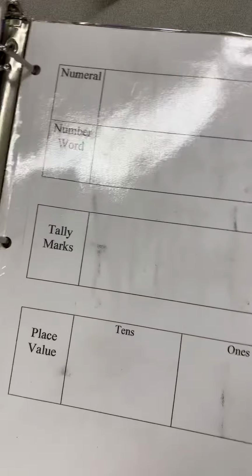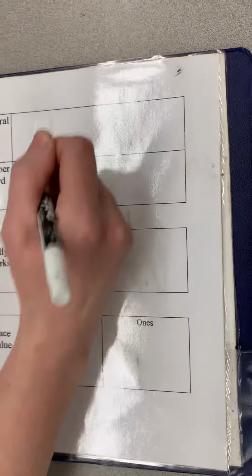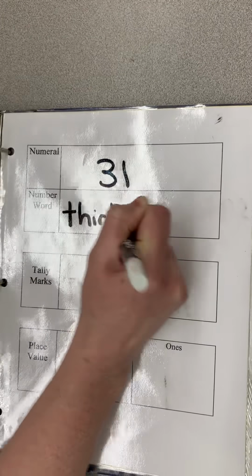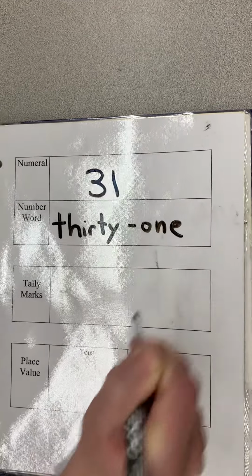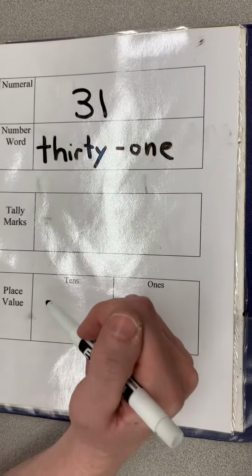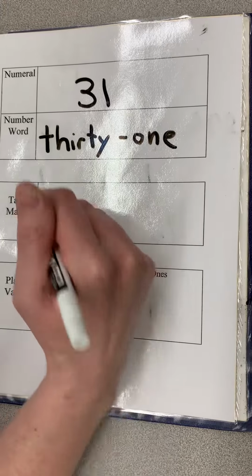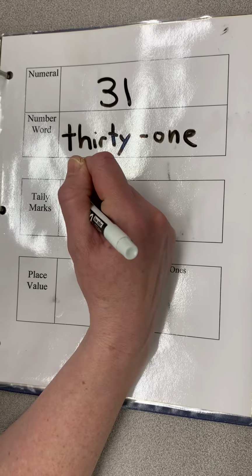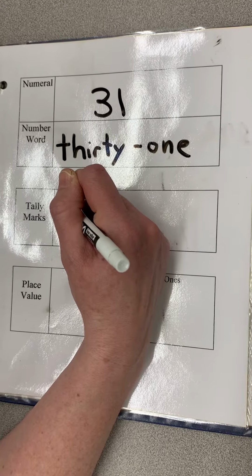And I'm gonna turn this, I'm not so good at writing sideways. Okay, so our numeral, let's say this week, is 31. The number word is just spelled out. You can tell them to write 31. Some of them can actually do this. You might have to spell it out loud for some of them. Then tally marks, we're gonna show 31 tallies. And I always do it like this with them. We start with groups of 5 and count on by 1.